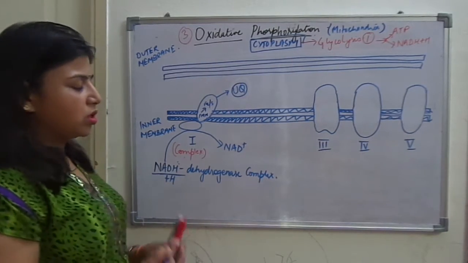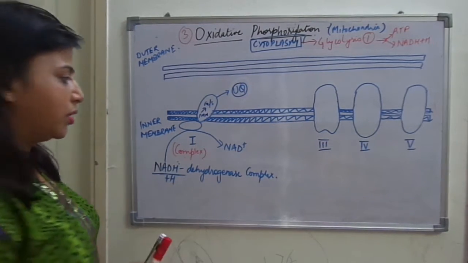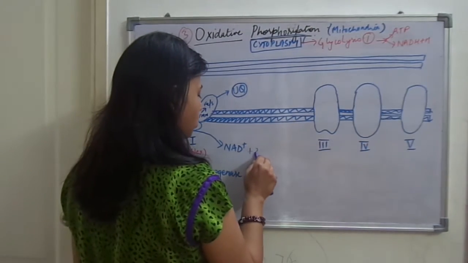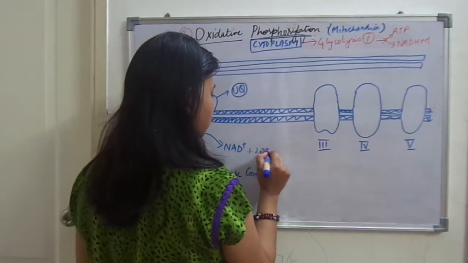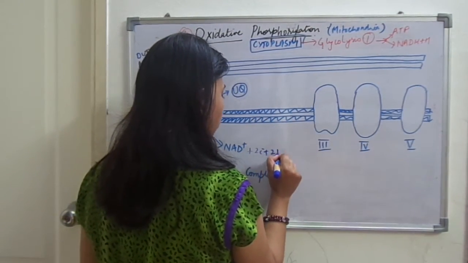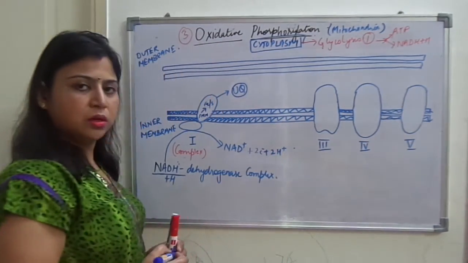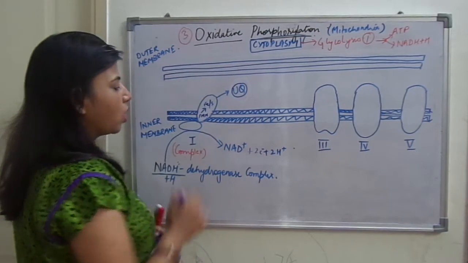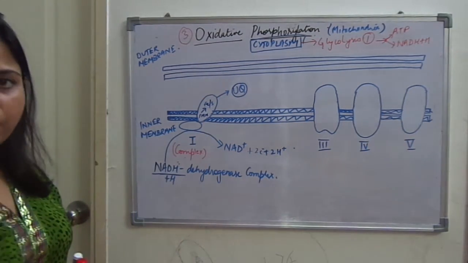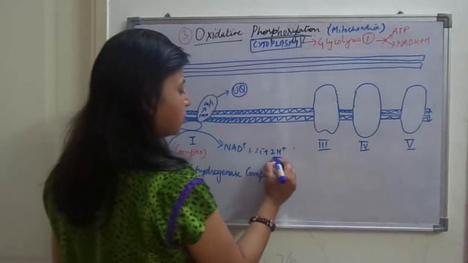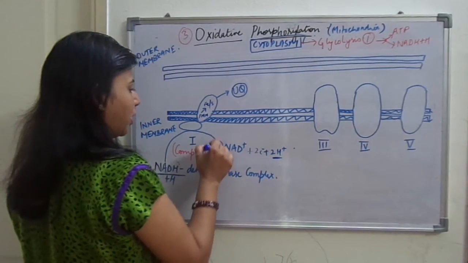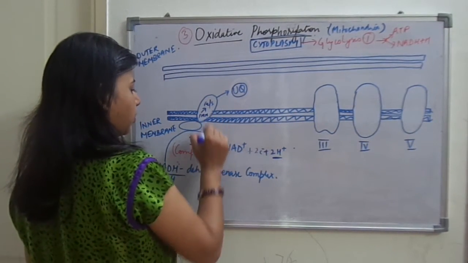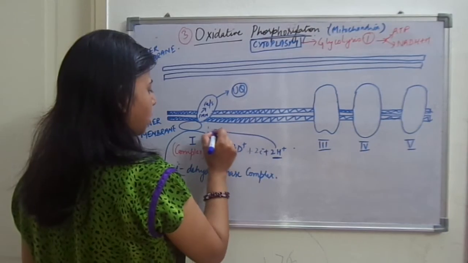Now during the process, 2 electrons will be produced and 2 hydrogens will be produced. Right? This complex itself is a pump which pumps these hydrogen ions out. Hydrogen will be pumped. This hydrogen, how it will be pumped?